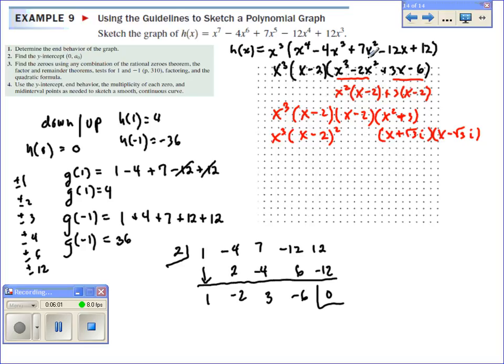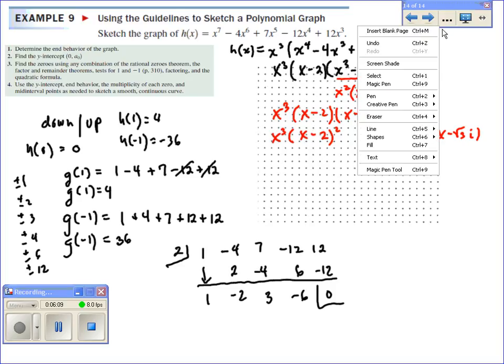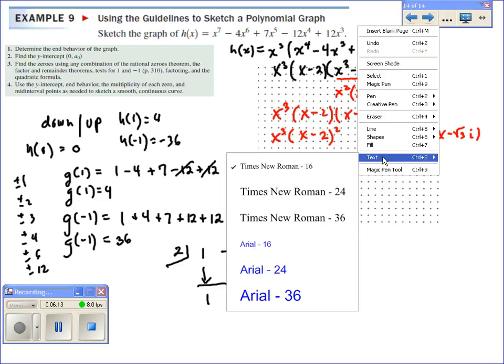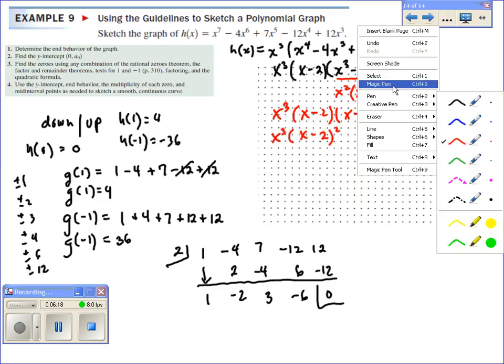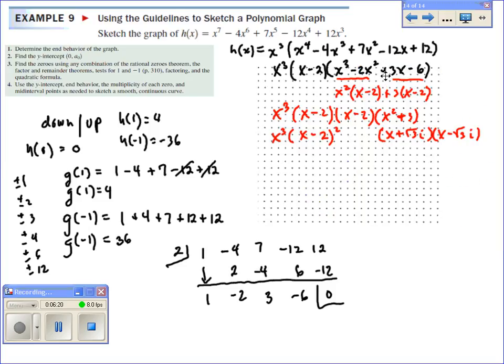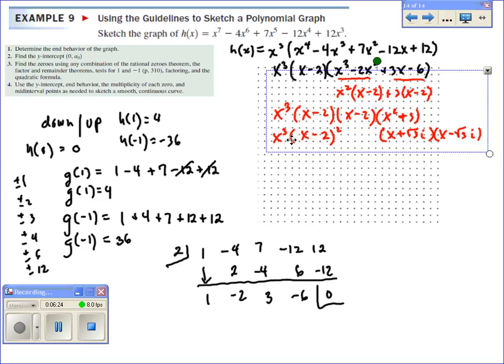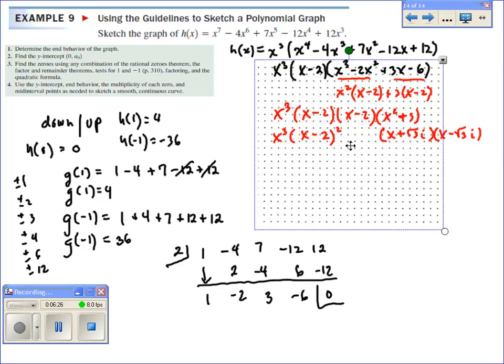So let me go to this. Oh, how do I get my arrow back? Creative pens. I just want my pointer. Select control 1. Okay. So let me, oh, I can't slide this over. I want to. But anyways, this is the result.